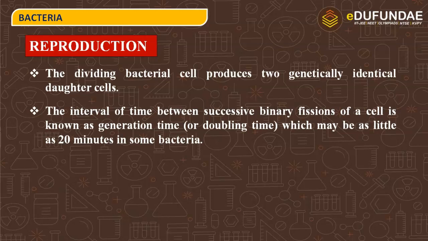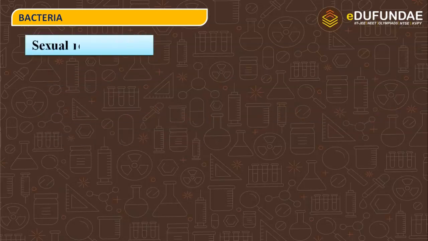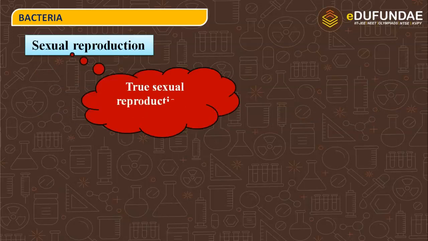Similarly, over here the two bacteria will be formed after binary fission, and this doubling time or the generation time can be as little as 20 minutes in some bacteria. And if I talk about sexual reproduction, the true sexual reproduction is absent in bacteria.